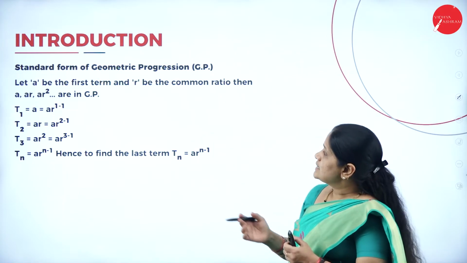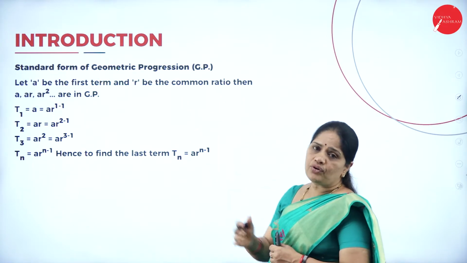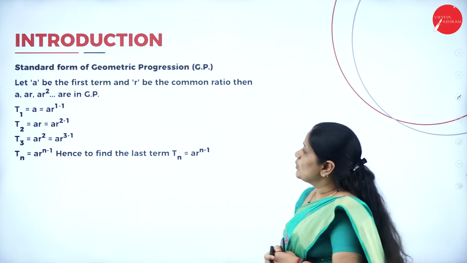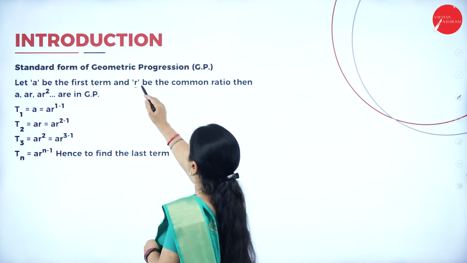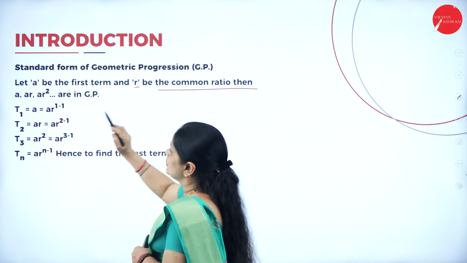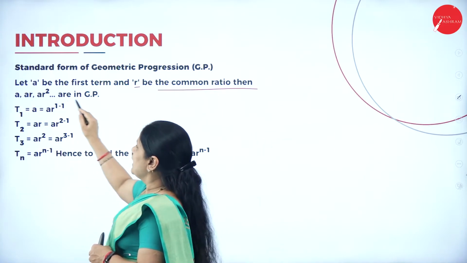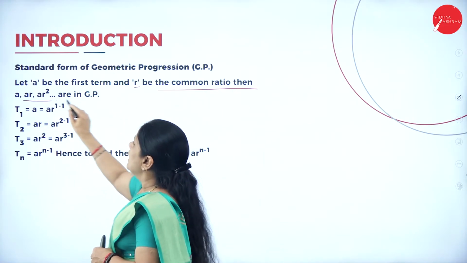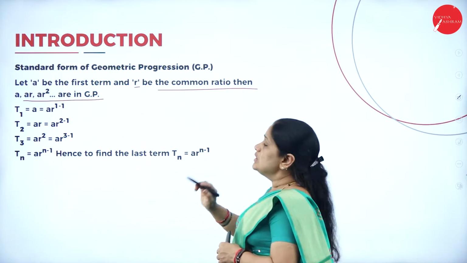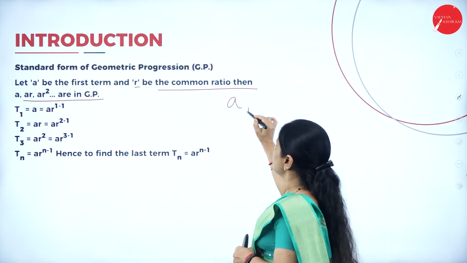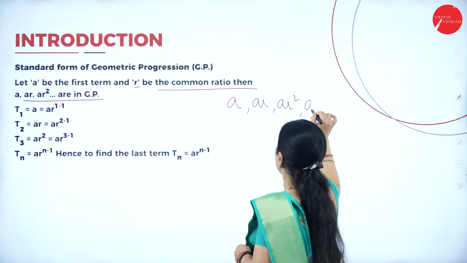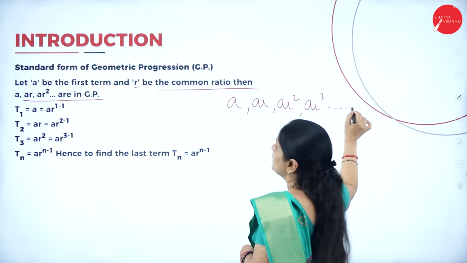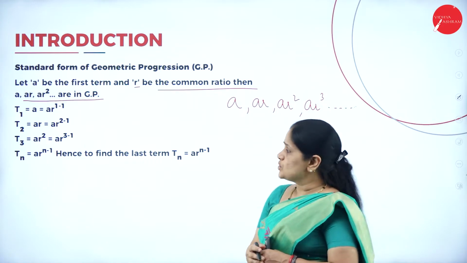Now let us see what is the standard form of the geometric progression. Let A be the first term and R be the common ratio. Then A, AR, AR square are in the GP. So the standard form of the GP is A, A into R, A into R square, A into R cube, and so on and so forth.